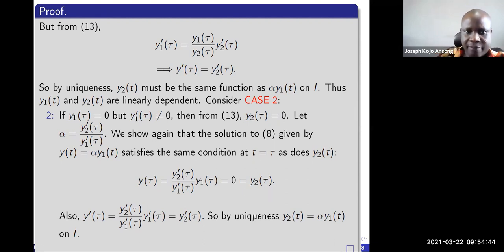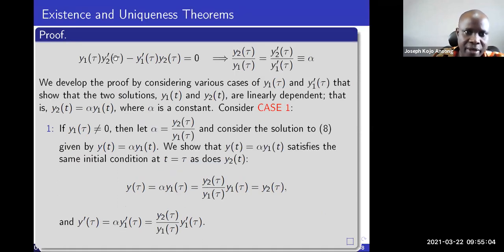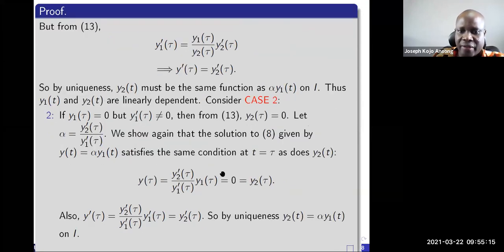So we have this condition that shows that y at tau is 0 and y2 at tau is 0 as well. Showing that y2 at tau is 0 is easy, right? If y1 is 0, if you go back to this condition, this guy is 0. This guy here, y1 prime, is not 0, so I can divide through by it, and then I get y2 at tau is 0. So that is how we get y2 at tau is 0.